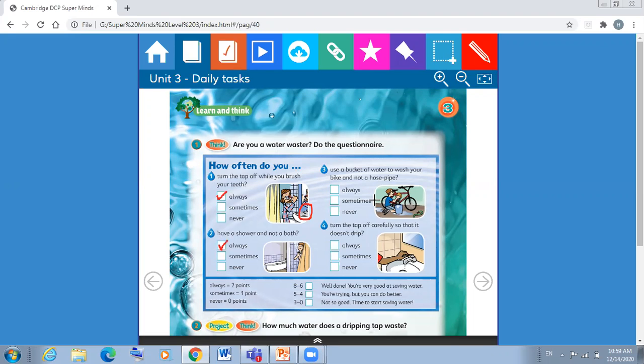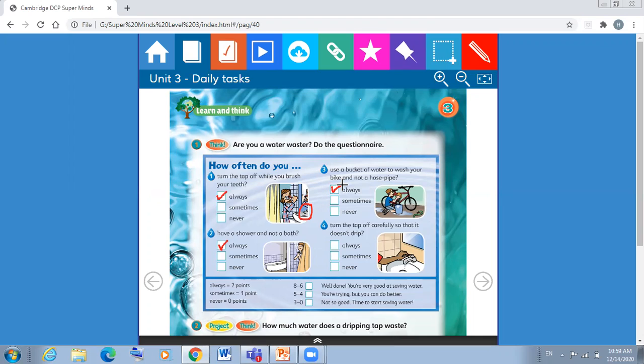And question number three, how often do you use a bucket of water to wash your bike and not a hose pipe? For me, I don't have a bike, but if I had a bike, I would use a bucket of water to wash it. So I always use a bucket of water to wash my bike.